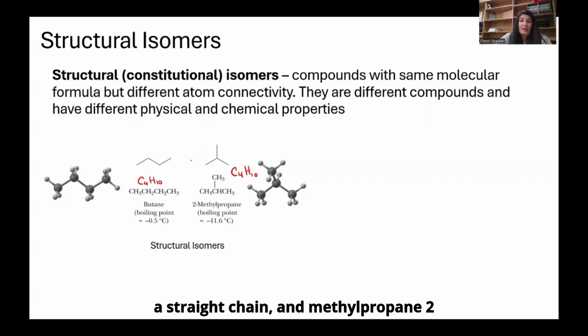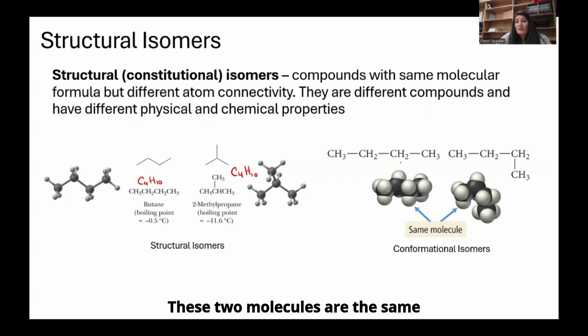Butane is a straight chain, and 2-methylpropane has a branch in the middle. They have different physical and chemical properties. The boiling point of butane is negative 0.5 degrees Celsius, and the boiling point of 2-methylpropane is negative 11.6 degrees Celsius.